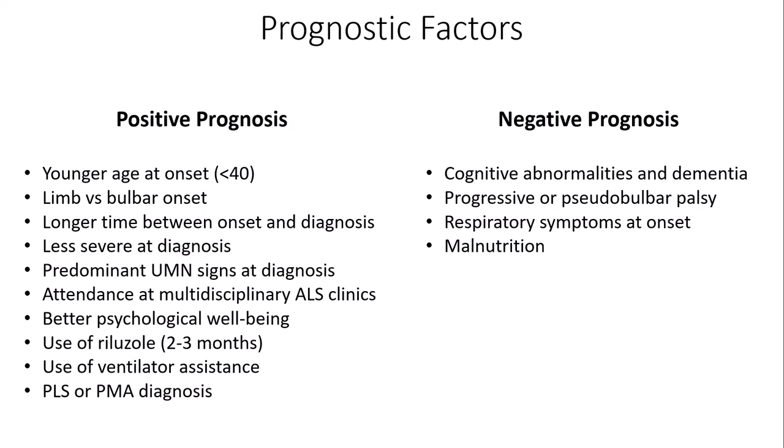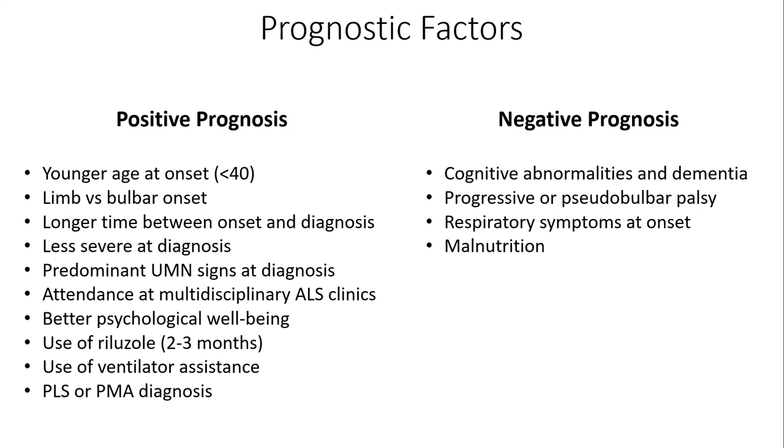Like I said, there's some axonal reinnervation that can happen due to the denervation after the alpha motor neuron loss. That can happen. So if it's happening more slowly, then that time before diagnosis might be a little bit longer. And also, if the person is less severe at diagnosis, they tend to have a more positive prognosis.